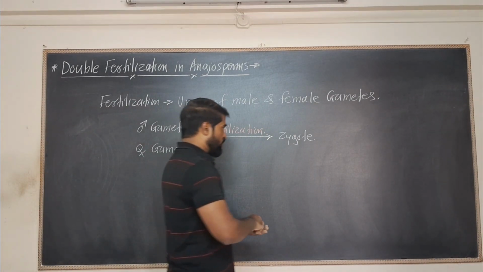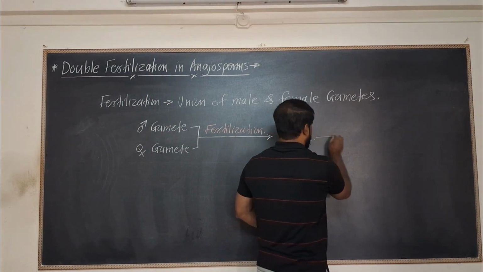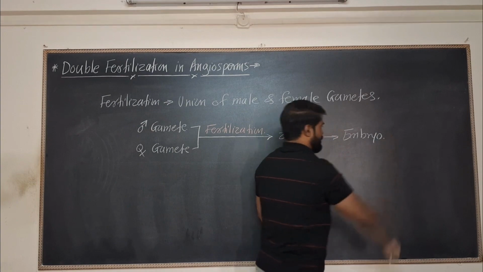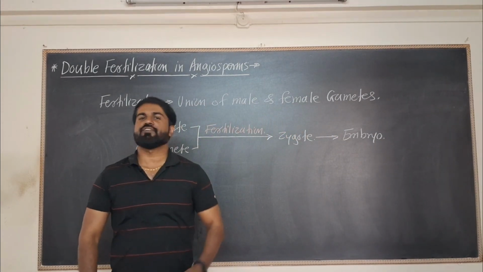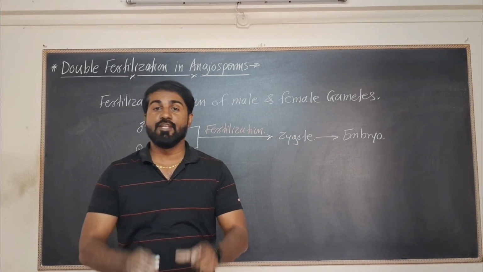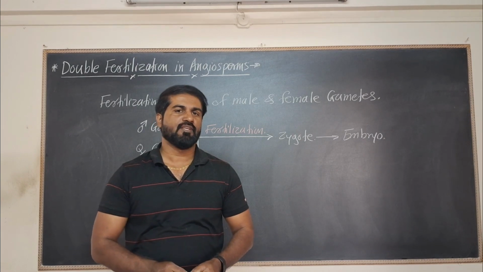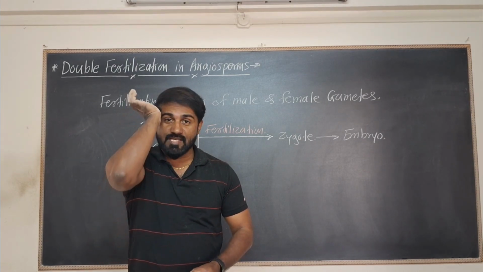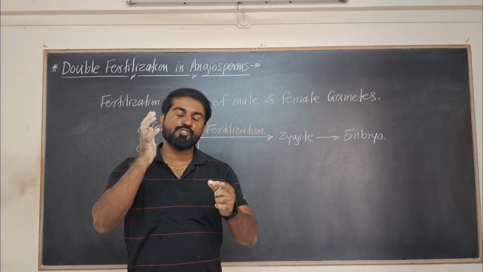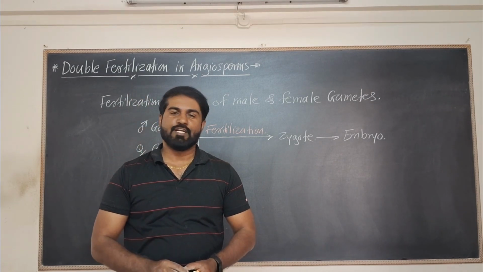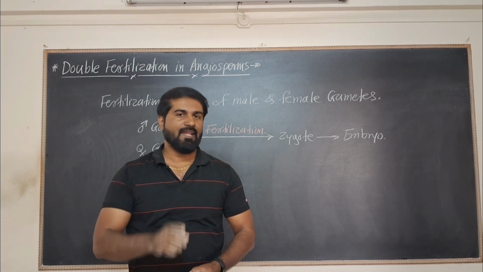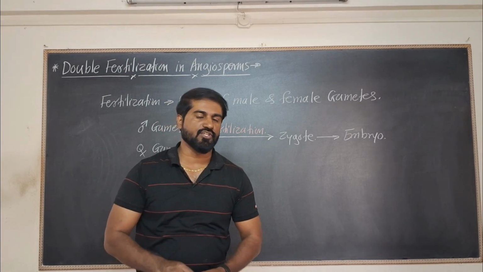Now the zygote develops into embryo, and embryo afterwards grows into a new young one of organism. So it is the basic process of fertilization. But we have to discuss one typical or special type of fertilization which is taking place only in case of angiospermic plant, and that process is called as double fertilization.